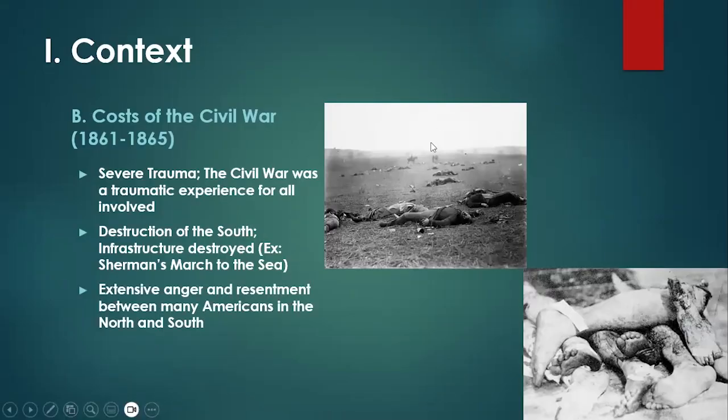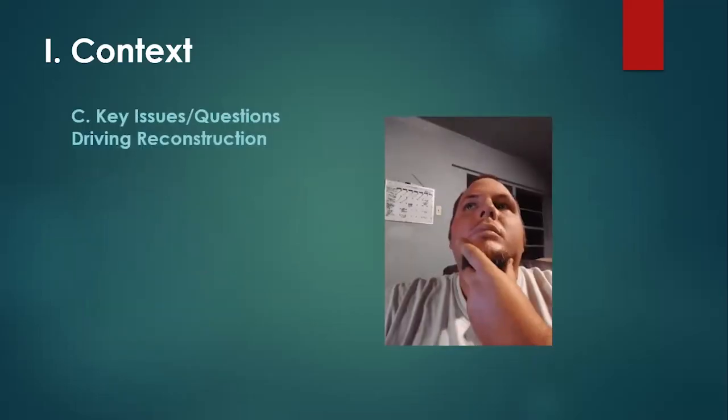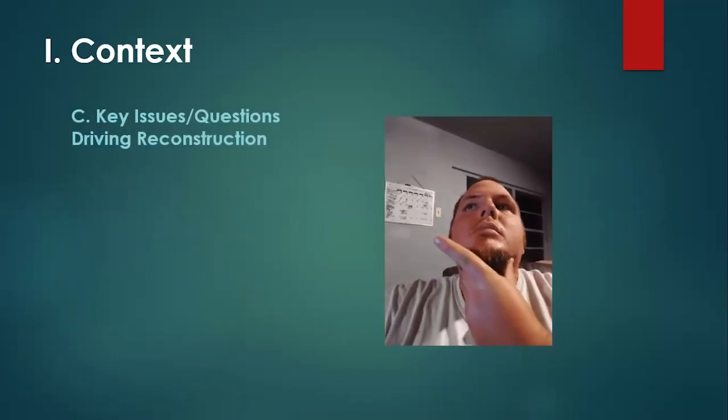And there's going to be, as you might imagine, extensive anger and resentment between Americans in North and South. All right. People in the North are going to blame people in the South for things like this. People in the South are going to blame people in the North for things like this. And these are some of the key issues we're going to see people having to grapple with as we go through this process of Reconstruction after the Civil War. So there are some key issues and concerns we need to understand that were driving this process of Reconstruction.